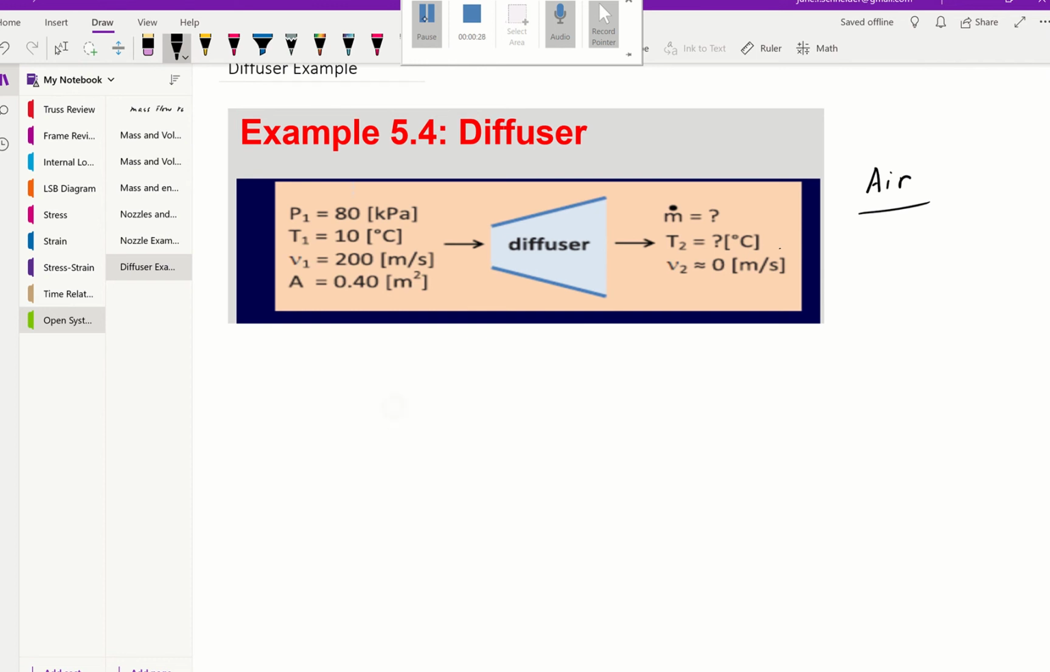We immediately think about our energy conservation equation, which will be h1 plus half V1 squared equals h2 plus half V2 squared, right? So in order to solve that, we think about h1 and h2. Another topic we need to quickly review to help us solve this problem is delta h for ideal gas.